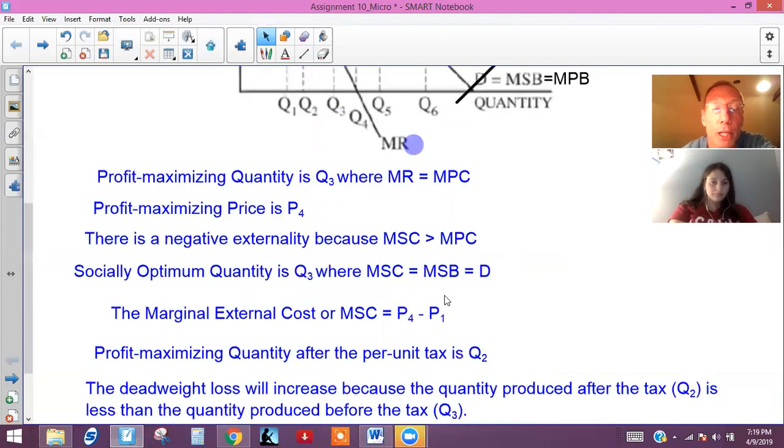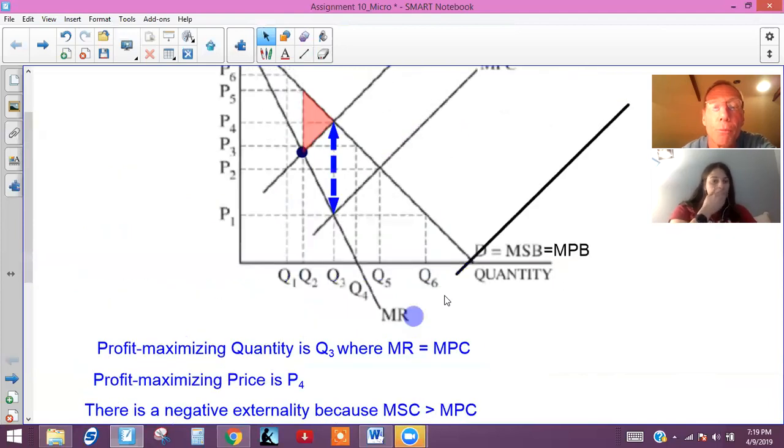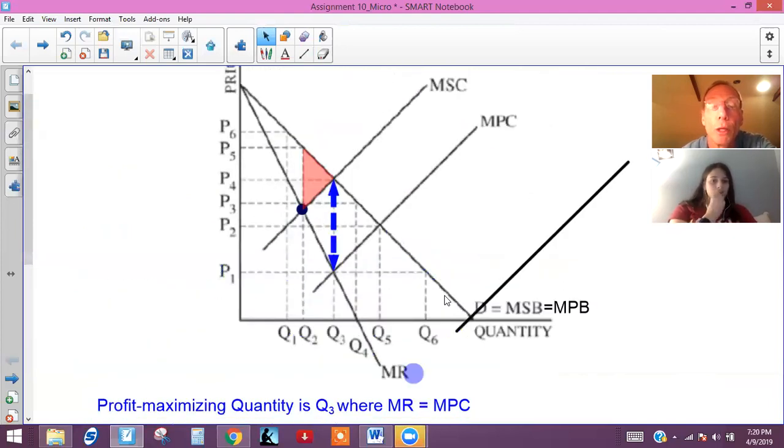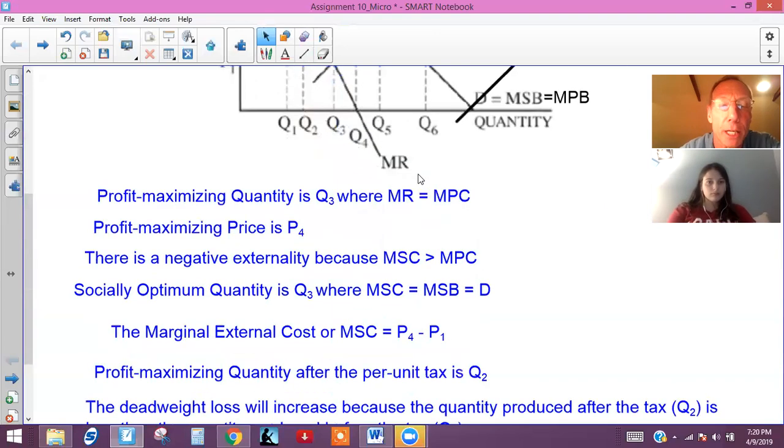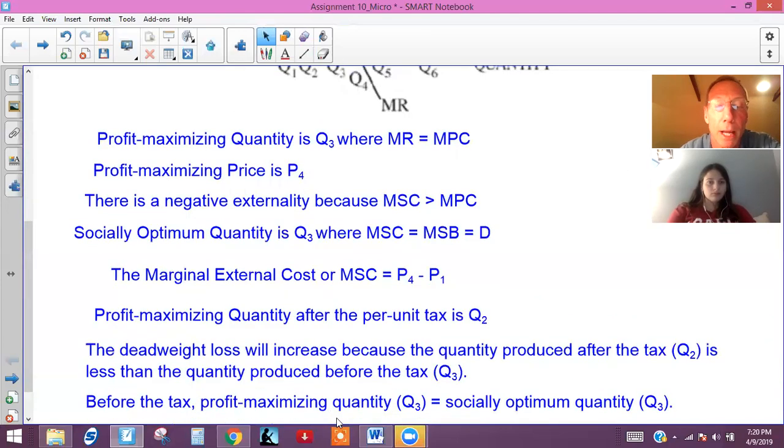Now, the next question is, and I wanted to show you, first of all, when this firm is producing at Q2, the deadweight loss is going to be right here, right? Because this point right here where marginal social cost equals marginal social benefit is the socially optimum or the allocatively efficient. So if we're back up to Q2, then this is going to be our deadweight loss. But what they're asking is, what are they asking? Let's see what they're asking.